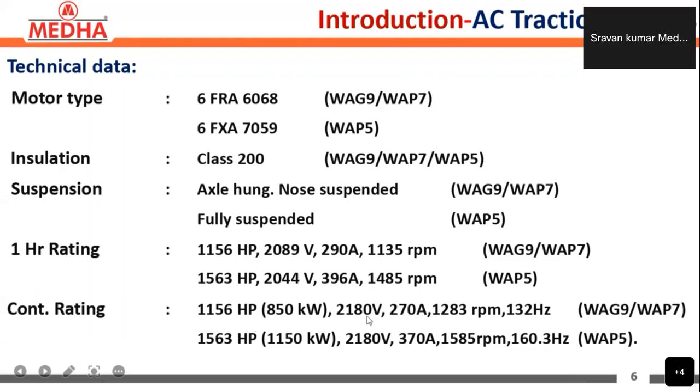The locomotive HP would be 1156 HP, that is 850 kilowatts each, and 2180 is the input voltage that we are giving to the motors, and 270 amperes of current, and the RPM would be 1283 RPM. The frequency of that is 132 Hz. So this is about the AC traction motors, the ratings and technical data about the AC traction motors.